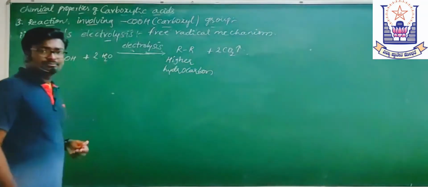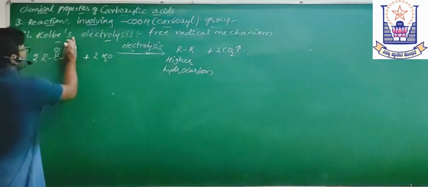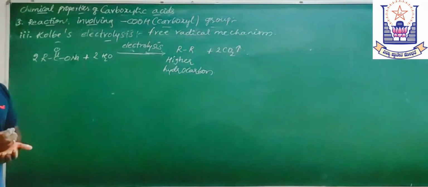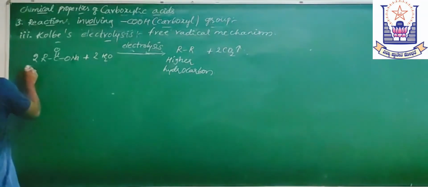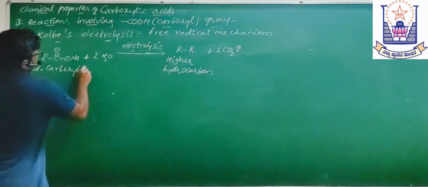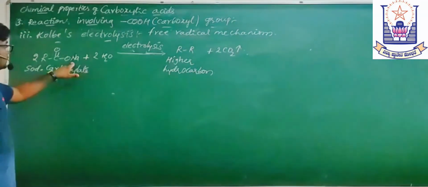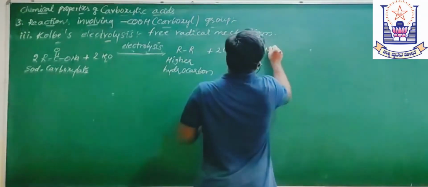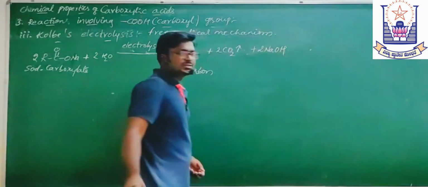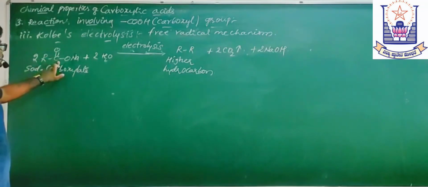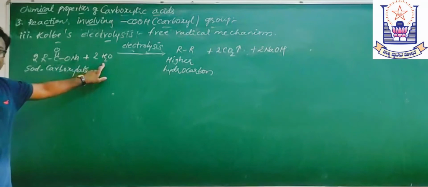And here, make it RCOONa, for example, sodium salt of carboxylic acid. Take sodium carboxylate. How many sodium ions do you have? 2 moles. So therefore you will get 2 moles of NaOH. Then what will be left? 2 Na over, 2 CO2 over, 2 R over, and from this 2 Na is combined with 2 OH. No?